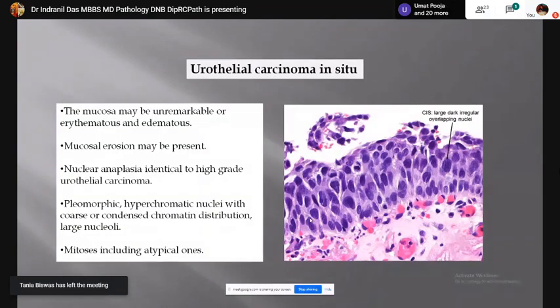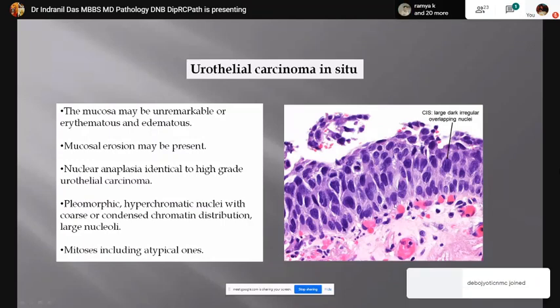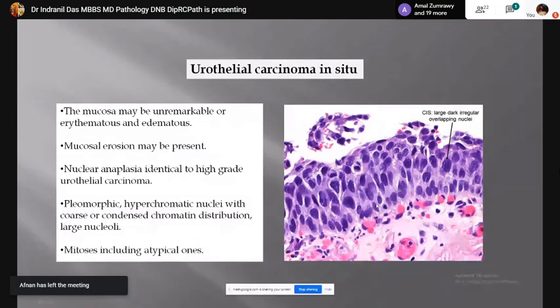Now, urothelial carcinoma in situ: the mucosa may be unremarkable or it may be erythematous on gross appearance. Mucosal erosion may be present. The nuclear anaplasia is marked, as in high-grade urothelial carcinoma. The nuclei are enlarged and pleomorphic, the chromatin is condensed, they appear hyperchromatic, and mitotic figures are present, including in the upper layer of the urothelium, and often atypical mitotic figures like tripolar or tetrapolar mitosis can be seen.